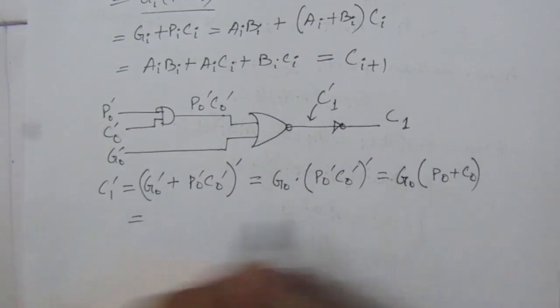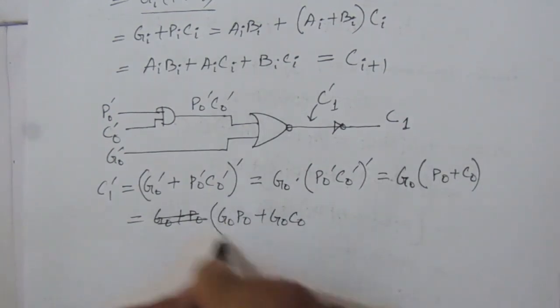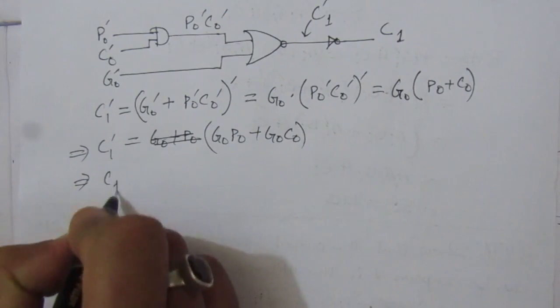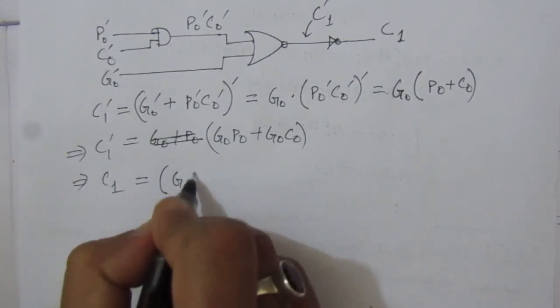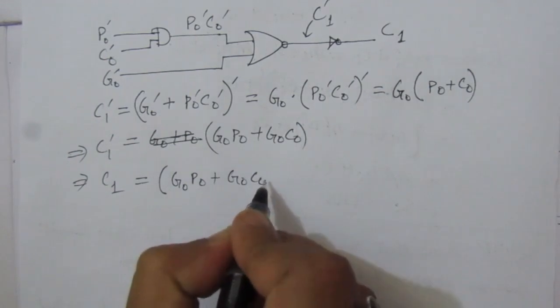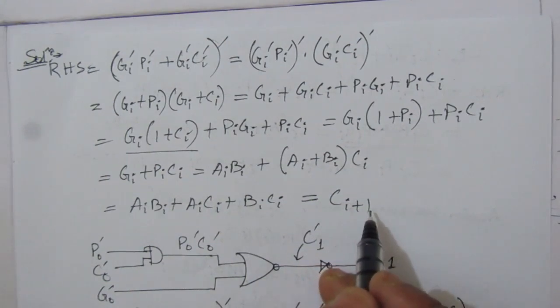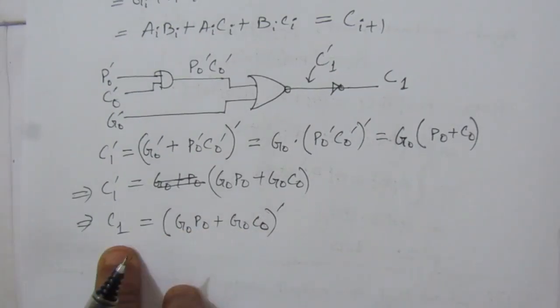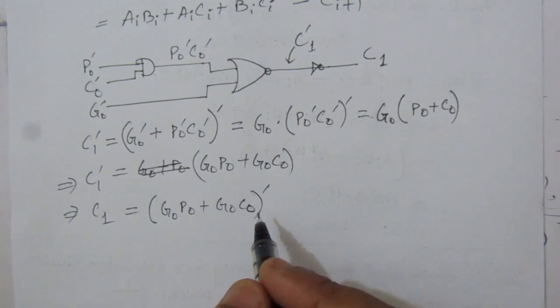Now again let us write down this one. Multiplying this out, we get G0 P0 plus G0 C0. Okay, so this is the expression for C1 complement. Now we have to find out C1, so we'll have to take a complement. So we'll have G0 P0 plus G0 C0 whole complement. If we see this expression from the first part, we have C(i+1), the next stage carry, that is here C1. The previous ones are C0, G0, and P0. So we have got the next stage carry. So this is the expression for C1.